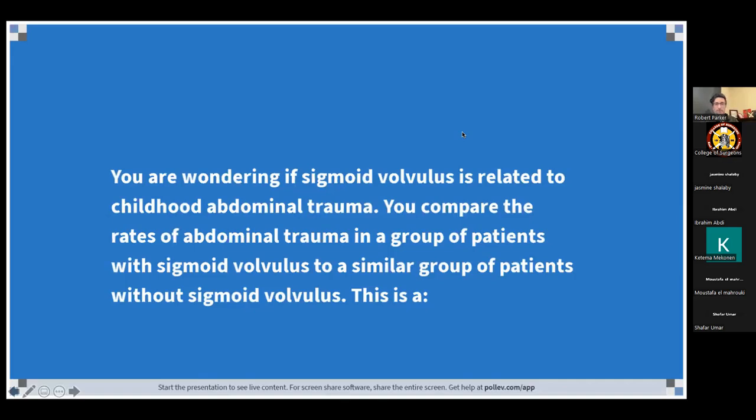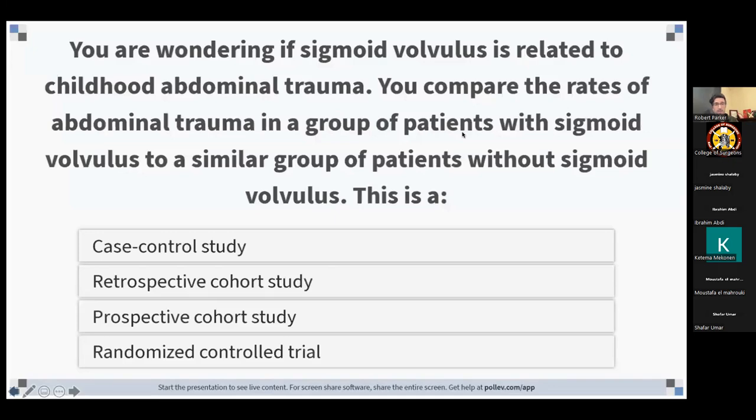So sigmoid volvulus is quite common where I work. So you are wondering if sigmoid volvulus is related to childhood abdominal trauma. You compare the rates of abdominal trauma in a group of patients with sigmoid volvulus to a similar group of patients without sigmoid volvulus. This would be a case control study, retrospective cohort study, prospective cohort study, or a randomized controlled trial.